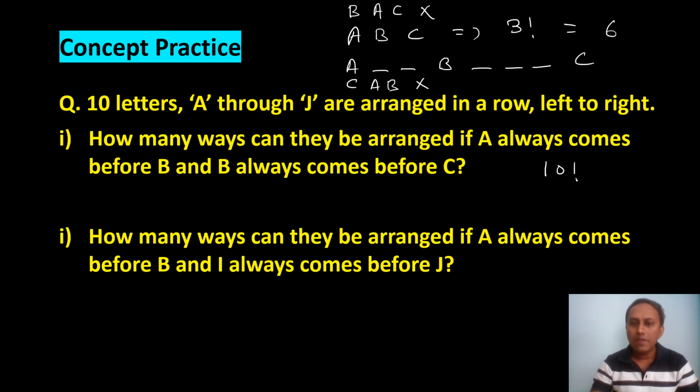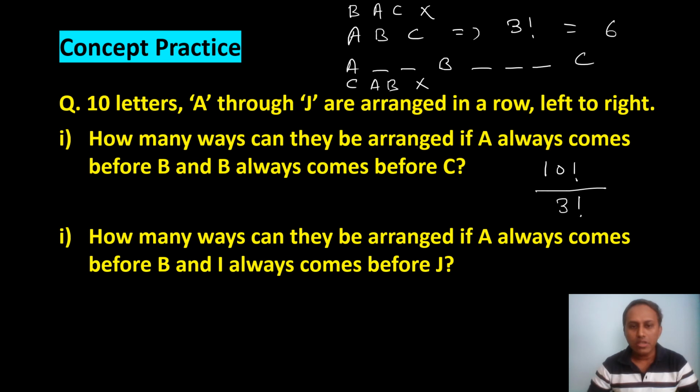That means from 6 arrangements I can take only one arrangement. So from total 10 factorial arrangements, how many arrangements can I take? 10 factorial upon 6, or 3 factorial. Alright, hope that is clear. Out of 3 factorial, only one arrangement is valid. So out of 10 factorial, how many arrangements are valid? 10 factorial by 3 factorial. Okay, so these are the arrangements where A should be before B and B should be before C.